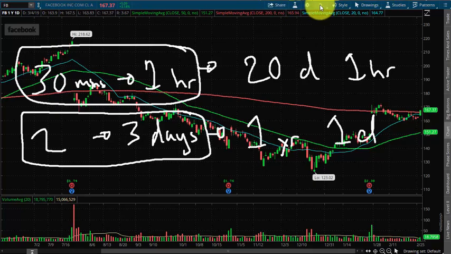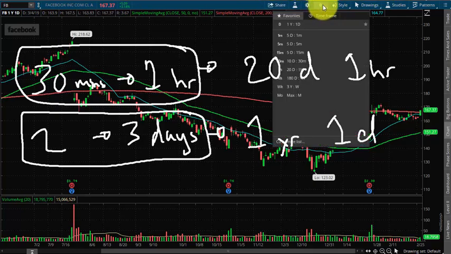Okay, I'm in the TD Thinkorswim platform, by the way, but at the top of your chart, whatever platform you're using, you should have a little drop down with a time interval on it. And a list of favorites or go-tos that you use regularly.